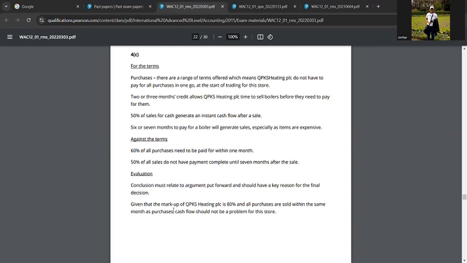So you can tell, given that the markup, they're saying the markup of the heating boilers is 80% and all purchases are sold within the same month as purchase. Okay, so cash flow will not be a problem because the markup is 80%. Okay, that's all they're saying. Do you have any doubts here? No, no doubts. Okay.